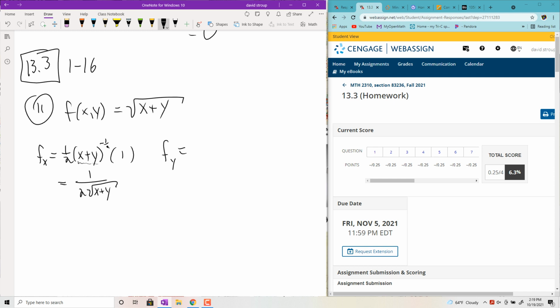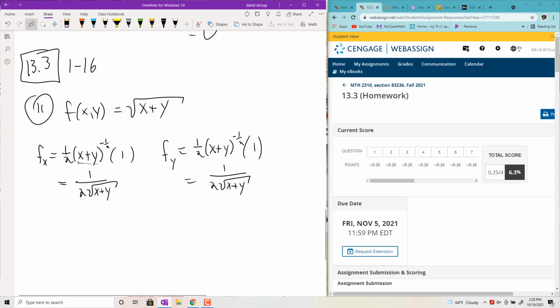Derivative with respect to y then is pretty much the same thing, right? It's just the derivative of x plus y with respect to y, well, it's the same thing. So again, it's a power rule times x plus y to the negative 1/2. Then the derivative of x plus y with respect to y is just 1 again. It's the same answer. Kind of weird.